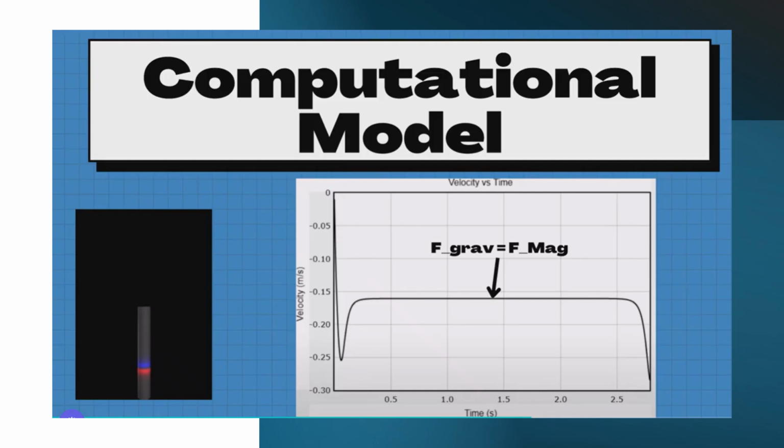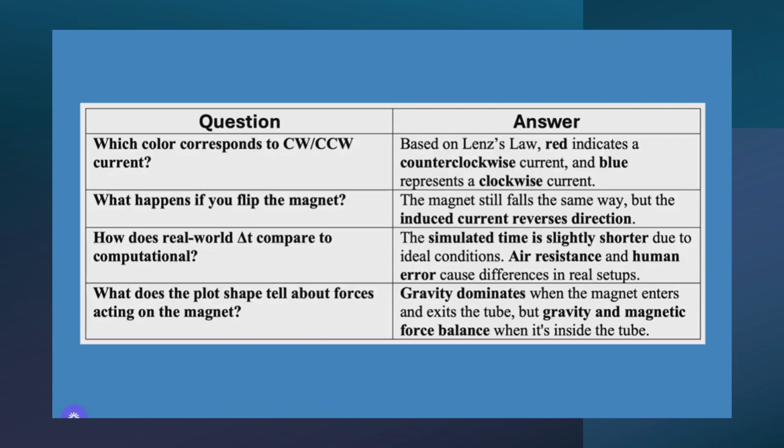And this was the results of the computational model. You can see at the start, gravity is the driving force, and there's a big dip down in velocity. And then everywhere where the graph is linear, just a horizontal flat line, is where the force of gravity is equal to the force of the magnetic force, giving us a net force of 0. And then at the end, gravity takes over again.